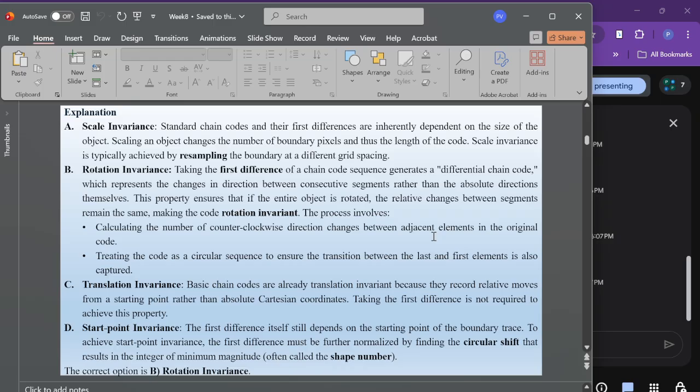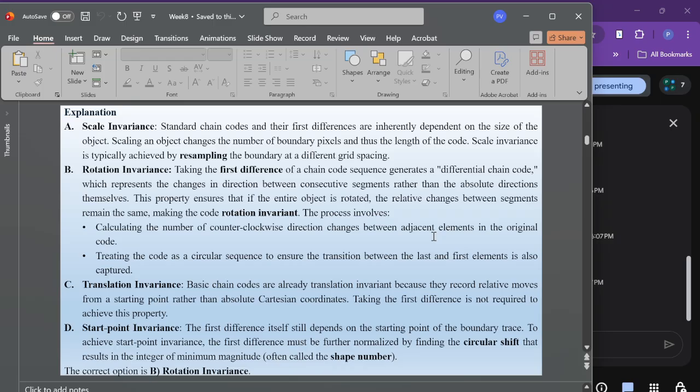Another one is rotation invariance. Taking the first difference of a chain code sequence generates a differential chain code. If you have solved any problem on chain code, you have checked there that we have to generate a shape number, right? For that, we have to take the first difference and then rotate it to get the smallest possible number. Right? We will see the questions. I have some questions based on that. We will solve that one.